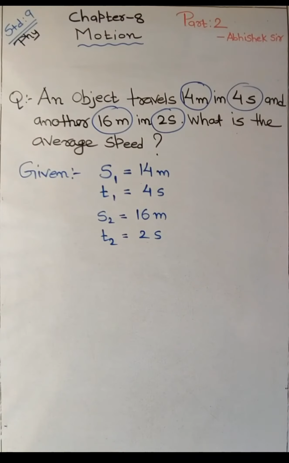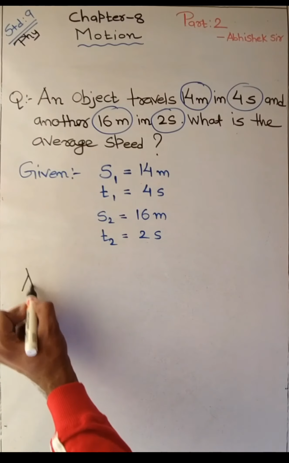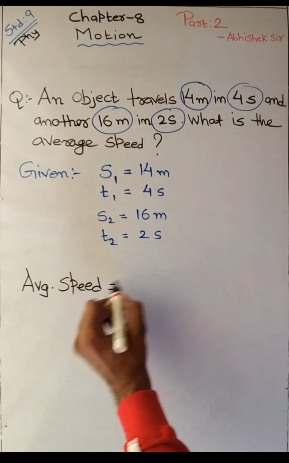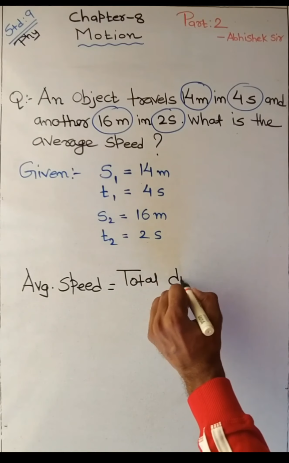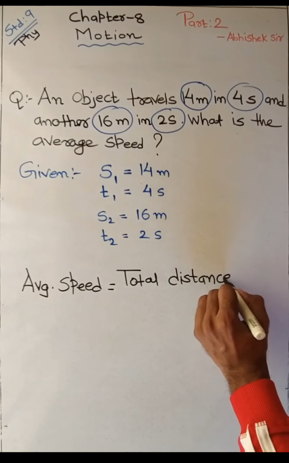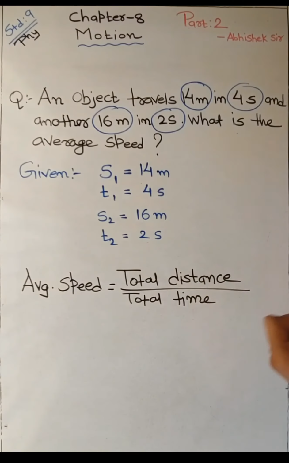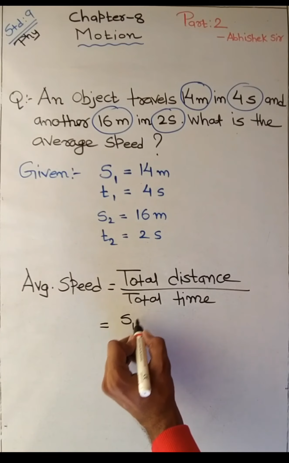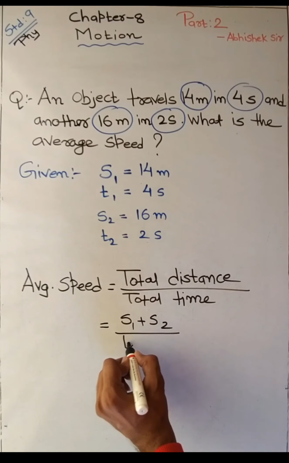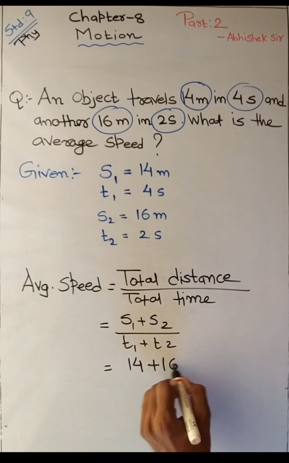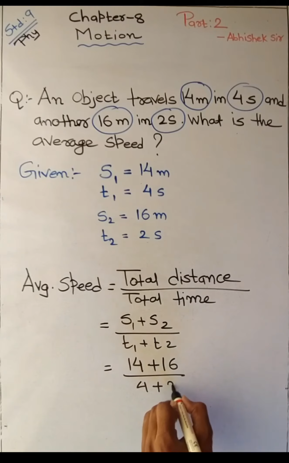Right? And now can you find out what is the total distance and total time? Yes, we can add them and then we will easily be able to calculate. So starting with what is the average speed formula, that is total distance upon total time, right? So putting all the values, (S1 plus S2) upon (T1 plus T2), so that is (14 plus 16) upon (4 plus 2).